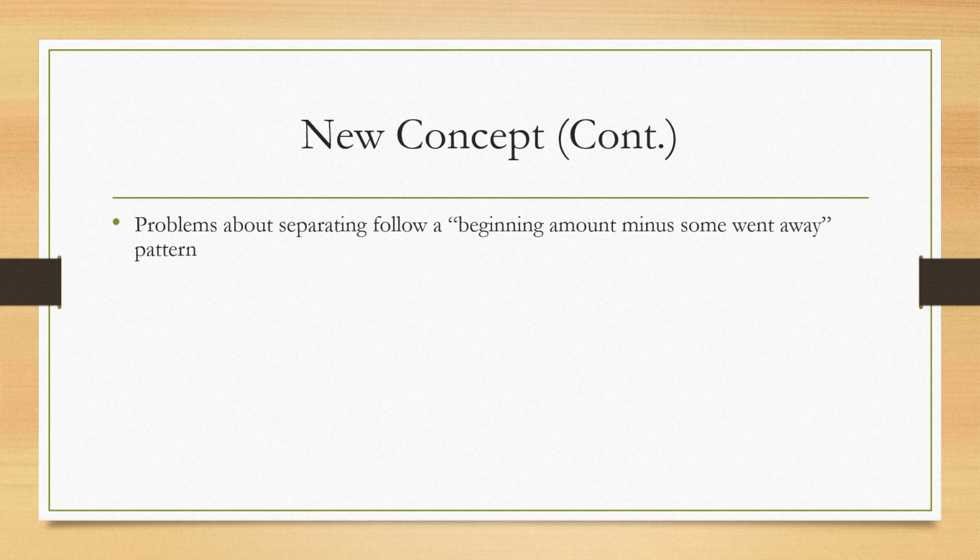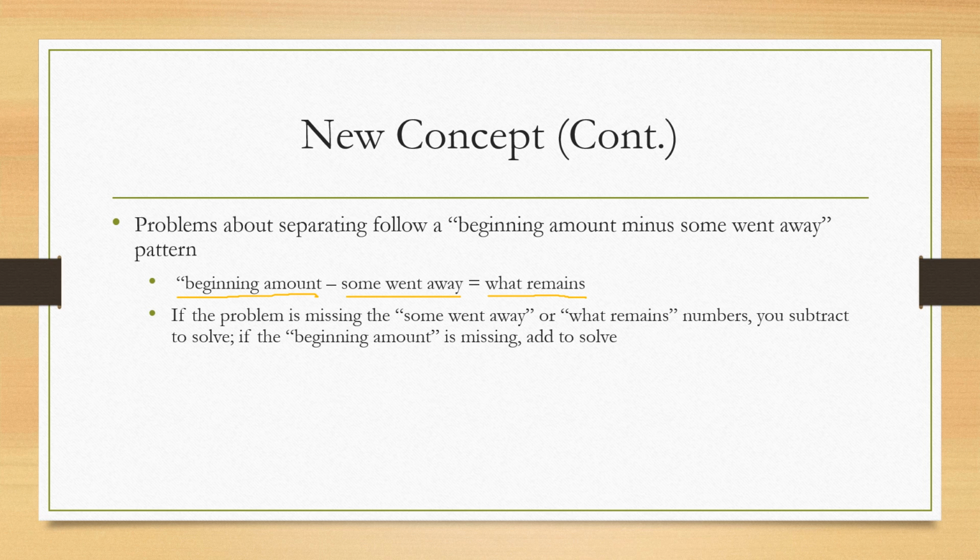Problems about separating follow a beginning amount minus some went away pattern. Here's that pattern. You start with an amount of something, you take some of it away, and then what's left is your answer. So if we're missing the some went away number or the what remains number, what's left, you're going to subtract to find the answer. If you're missing the beginning amount, then you're going to add to solve that.